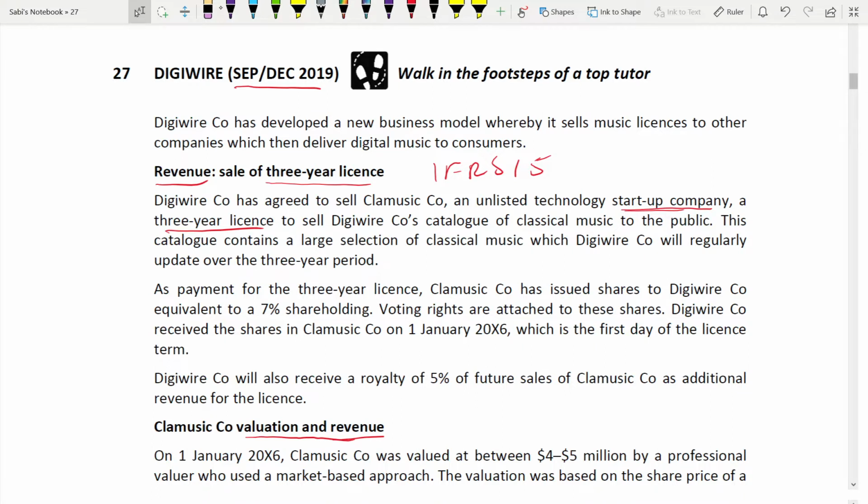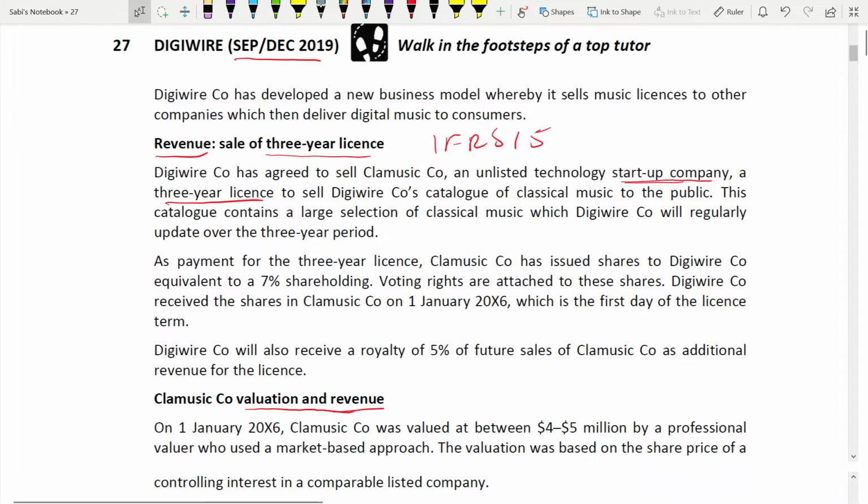This catalog contains a large selection of classical music which Digiwire will regularly update over the 3-year period. All those things are not so important, classical music and so on. What's important is it's a 3-year license. The payment is very important. As payment for the 3-year license, Clay Music has issued shares. You see, how did they give that payment? It was not in cash. They gave it in terms of shares, to Digiwire, equivalent to a 7% shareholding. Voting rights are also attached to the shares.